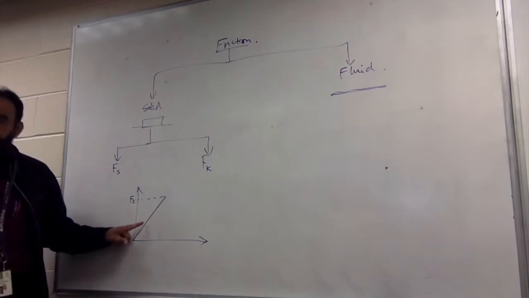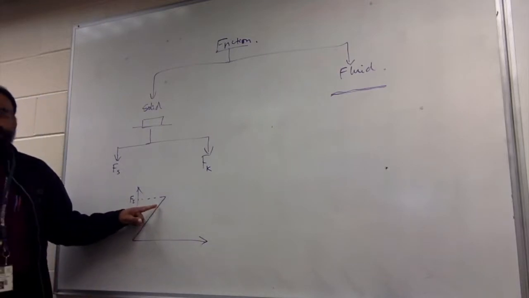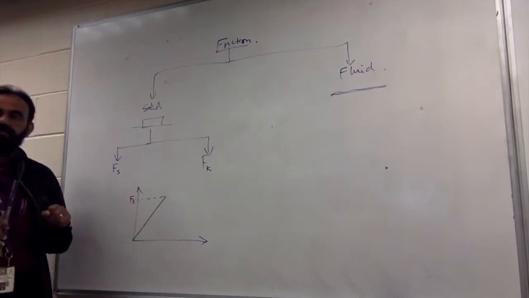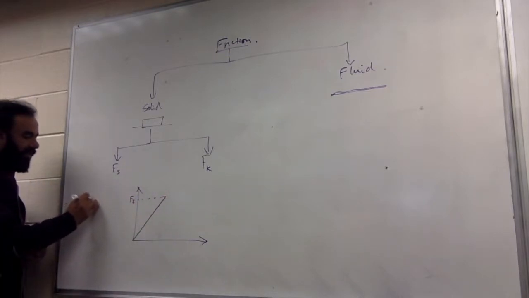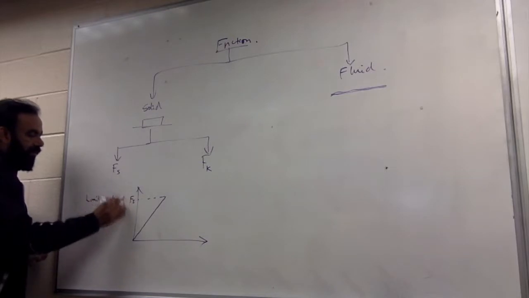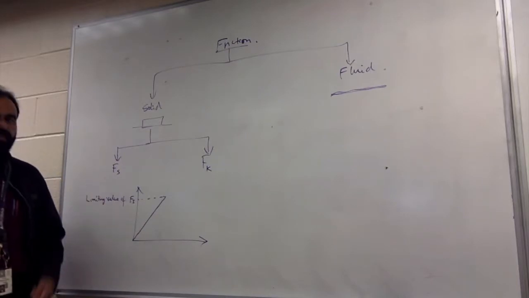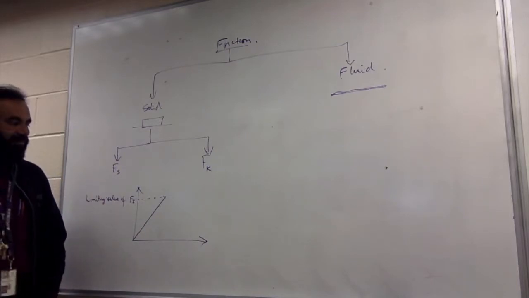So these are all there, but what is important to us is that the moment it is about to slip, that's called the limiting value of static friction. We can write it down. Limiting value of static friction. So when you say Fs, we imply that it is a limiting value.